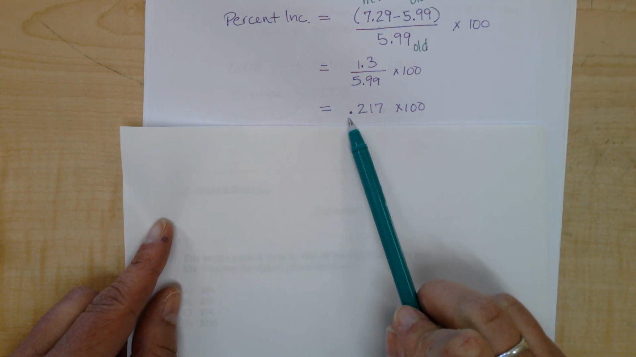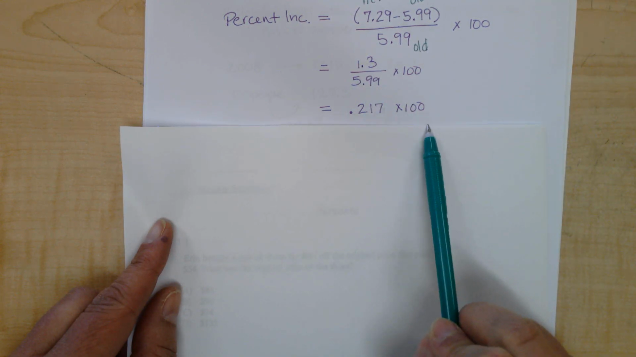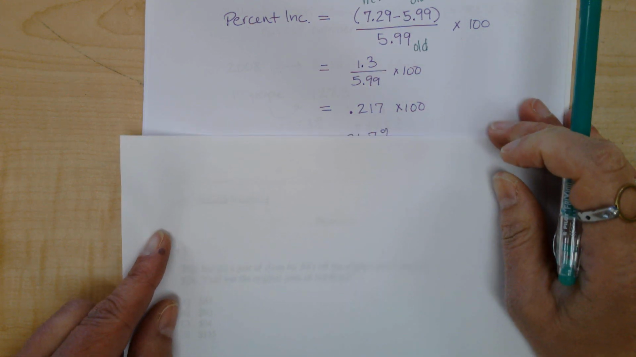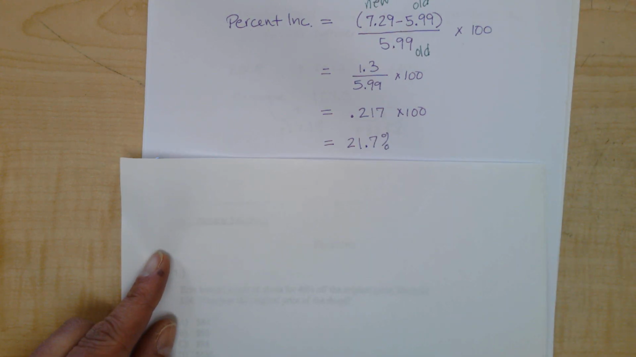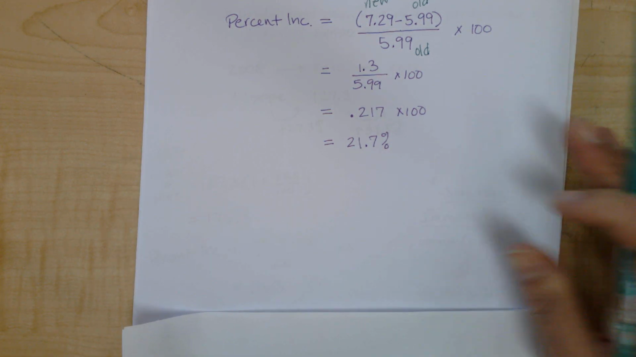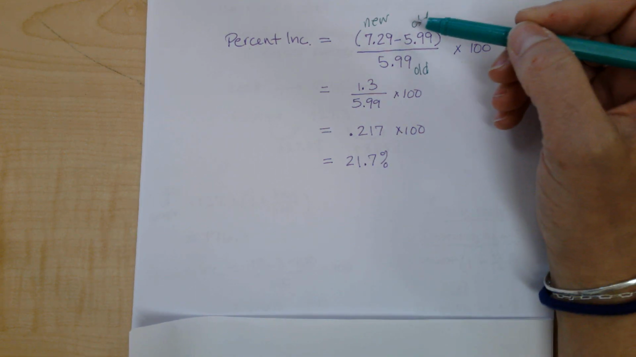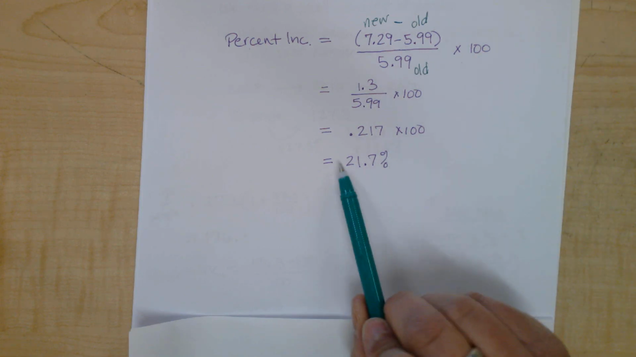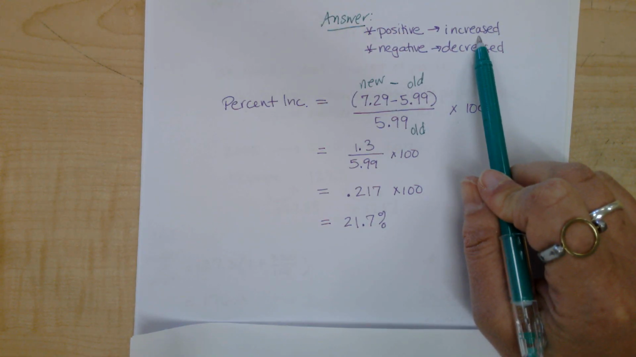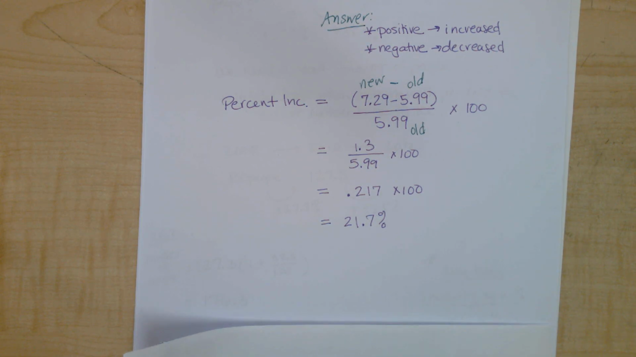I get 0.217 when I divide those. I want to get it into a percent. It's now a decimal, so turn it into a percent, times 100. I get 21.7%. And that's the answer. So using my percent increase, and it's positive, so we know if it's positive that it did in fact increase. It actually increased by 21.7%. That is a lot. Okay, let's go on to number 4.